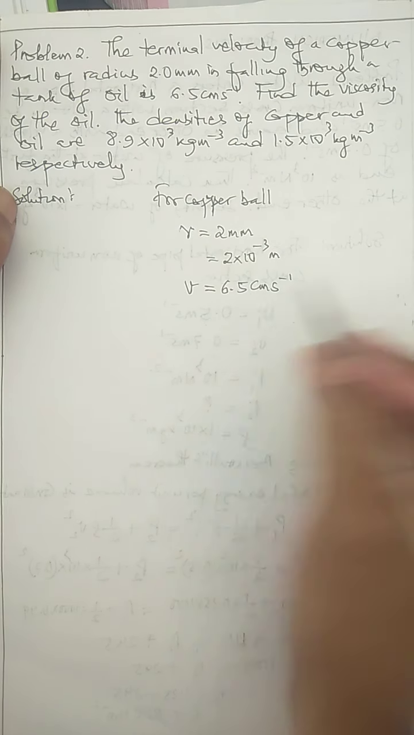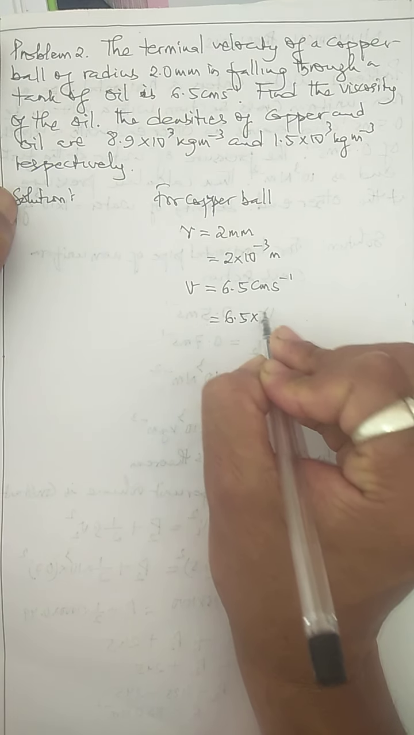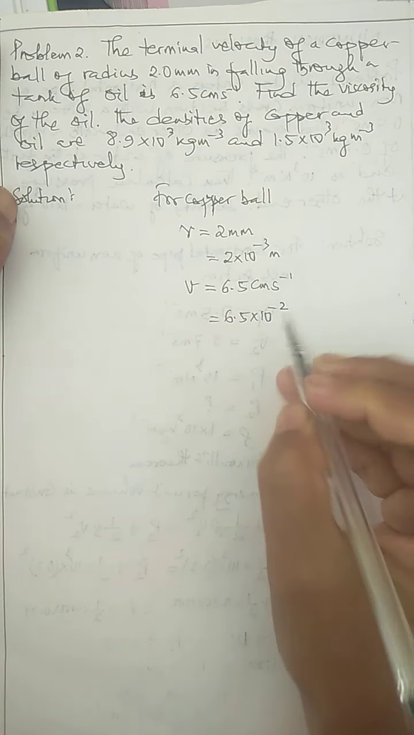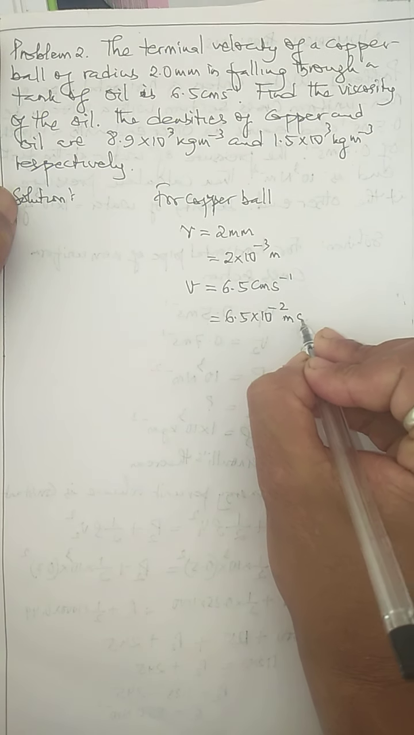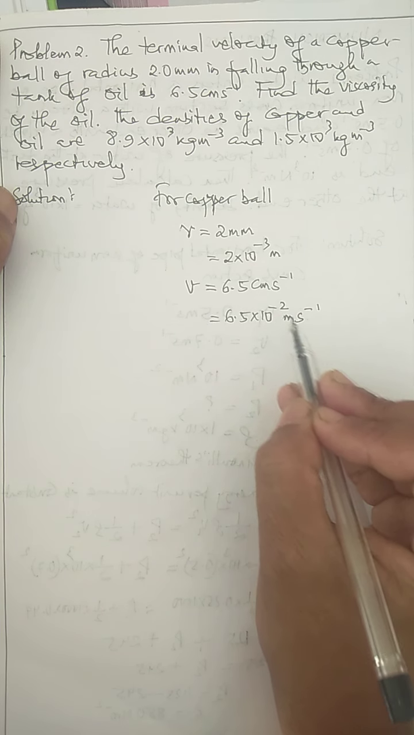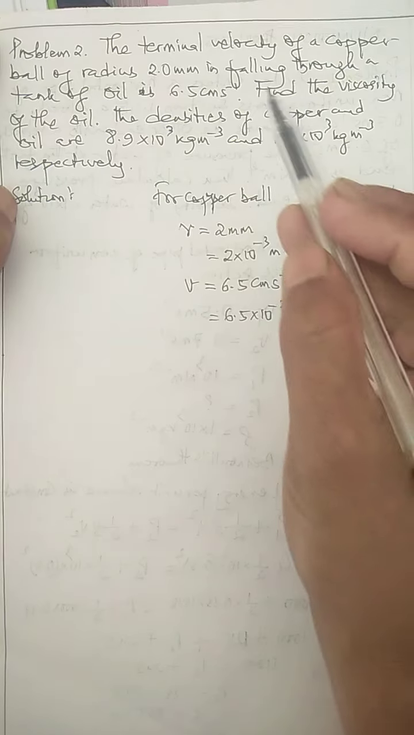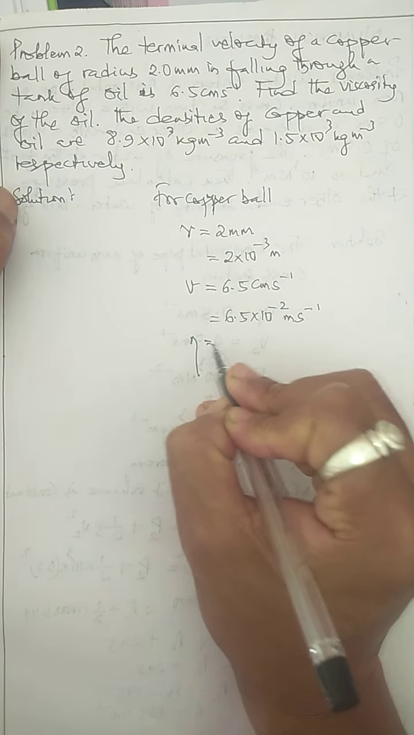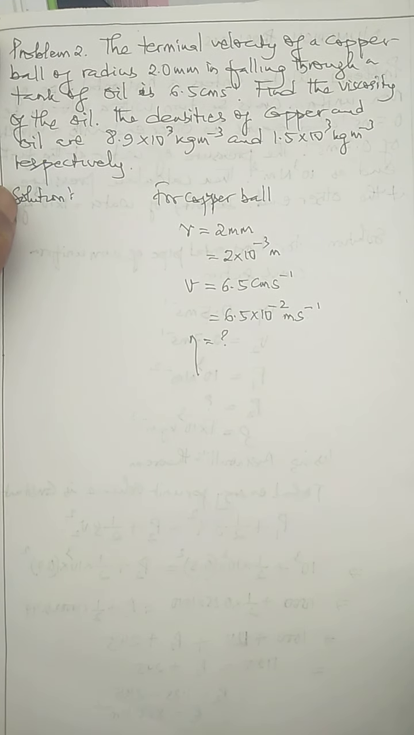So what I do? I convert this centimeter into meter. I multiply by 10 to the minus 2, because 1 centimeter means 10 to the minus 2 meter, and second will remain the same. So the velocity is now 6.5 into 10 to the minus 2 meter per second. This is the terminal velocity of the copper ball. Now what do we need to find, children? Find the viscosity of the oil. Viscosity of oil is expressed by the symbol eta, so I mark eta as question mark.